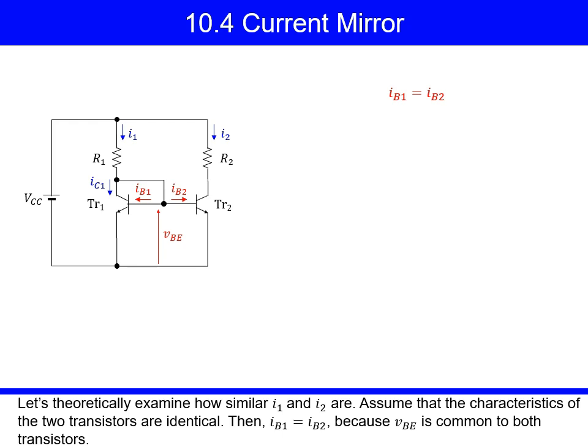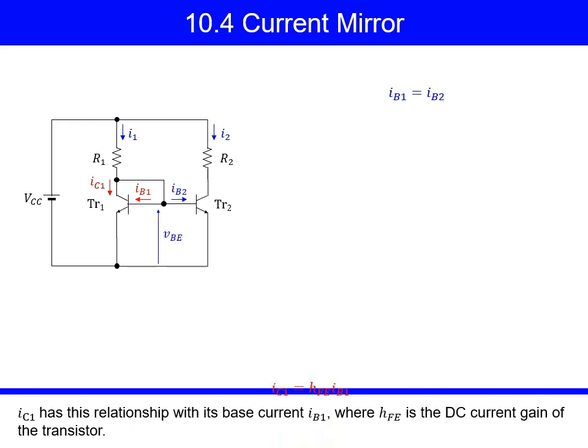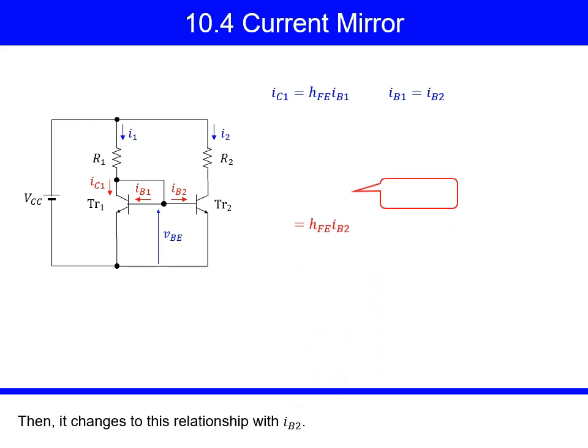Let's theoretically examine how similar I1 and I2 are. Assume that the characteristics of the two transistors are identical. Then, IB1 equals IB2, because VBE is common to both transistors. IC1 has this relationship with its base current IB1, where HFE is the DC current gain of the transistor. Then, it changes to this relationship with IB2.